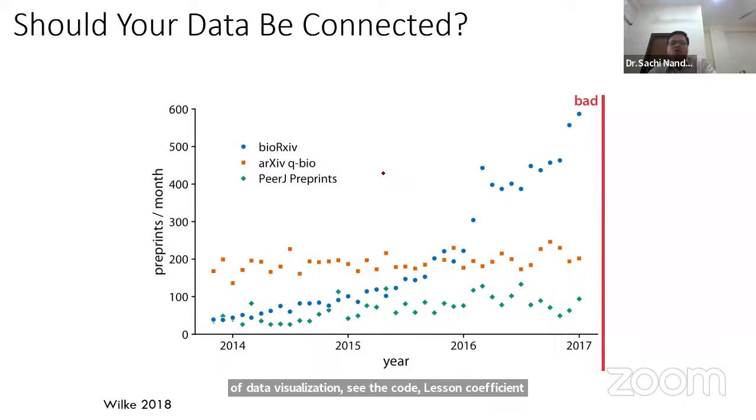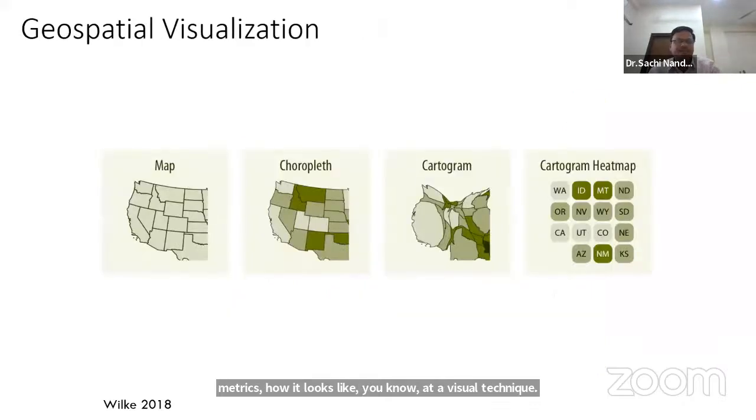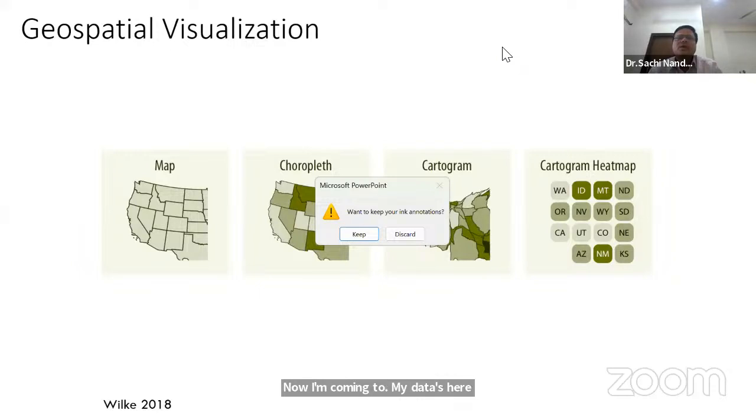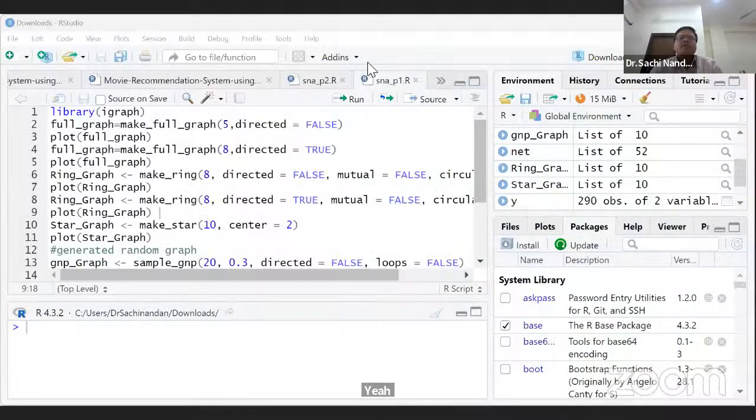Now I'm coming to my data set. Coming to data set. Now I'm showing the data set, how to do it. Is my screen visible? Yes, sir. Your screen is visible.